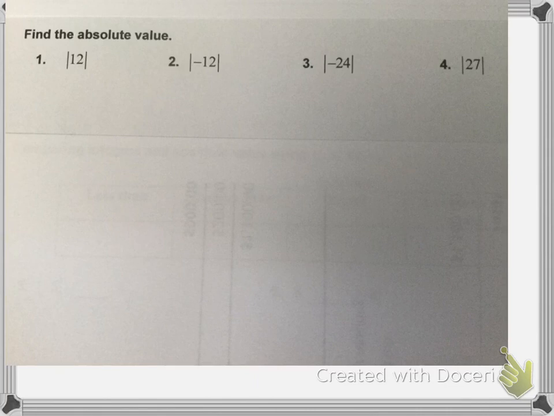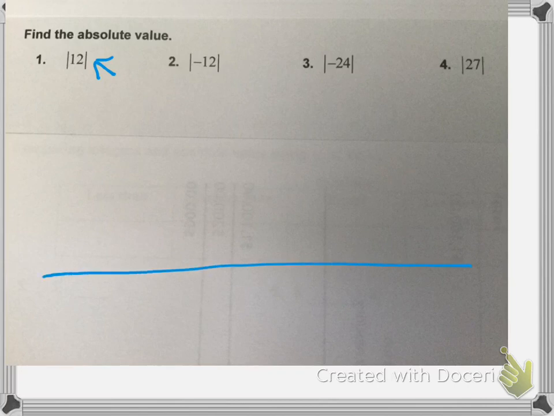Now you are going to find the absolute value of some numbers, and you just found the definition of the absolute value. The absolute value of a number is the distance a number is from 0. So we are asking, what is the absolute value of 12? That's what number 1 is asking. So when we look at number 1, we would like to know how far away is 12 from 0.